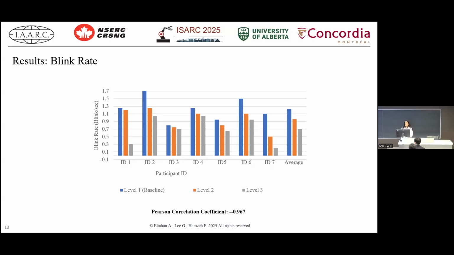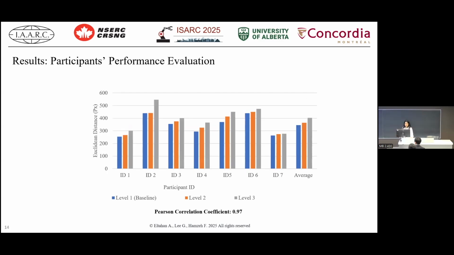And the third one is the blink rate. Usually when you're under stress or under heightened complexity, you tend to blink less. And we can see that the 7 participants exhibited the same behavior across all the tasks. So we're not very interested in the value itself. We're mostly interested in the trend, because everyone will have a different blink rate depending on their eyesight and individual characteristics and so on.